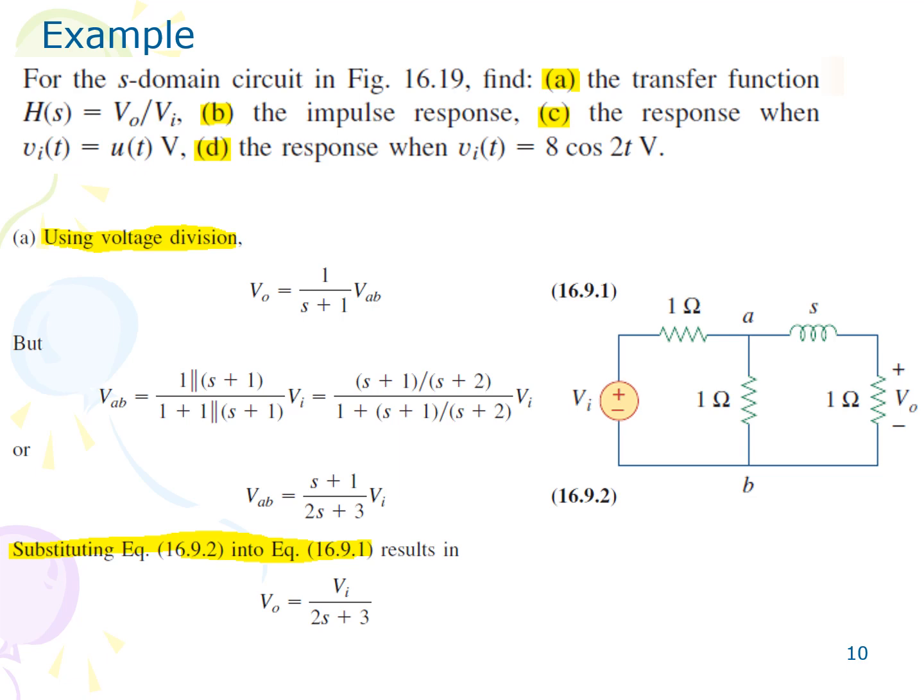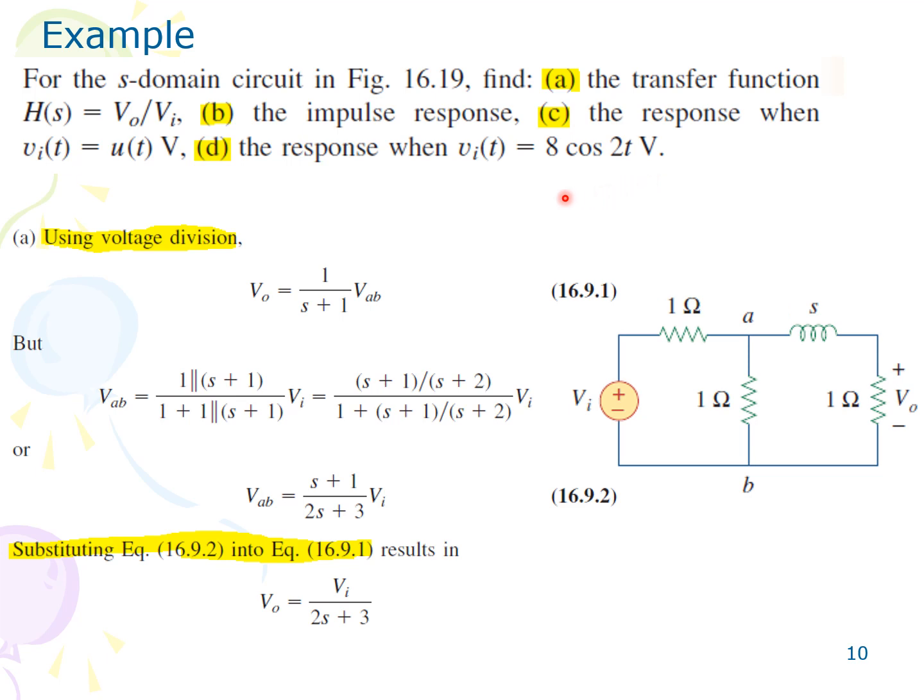Here is another example to further explain the concept of the transfer function. For the S-domain circuit in the figure shown below, which is figure 16.19 in the book, find A, the transfer function, which is H(s) equal to V0 divided by Vn. B, the impulse response h(t). C, the response when the input voltage is u(t) volts. D, the response when the input voltage is equal to 8 cos 2t volts.